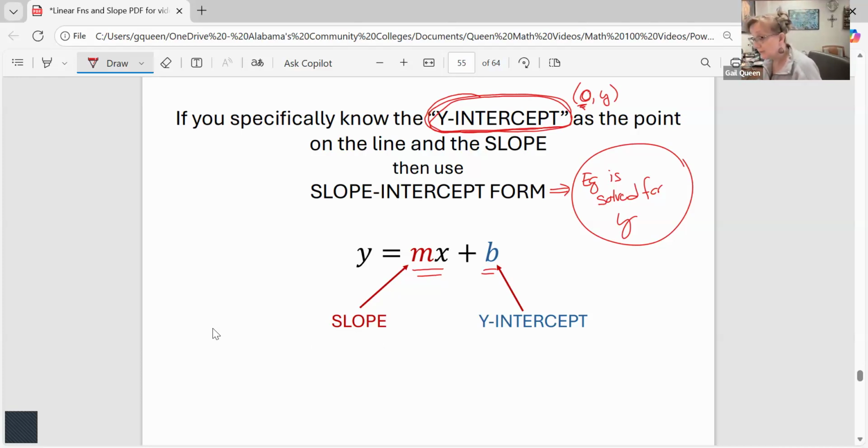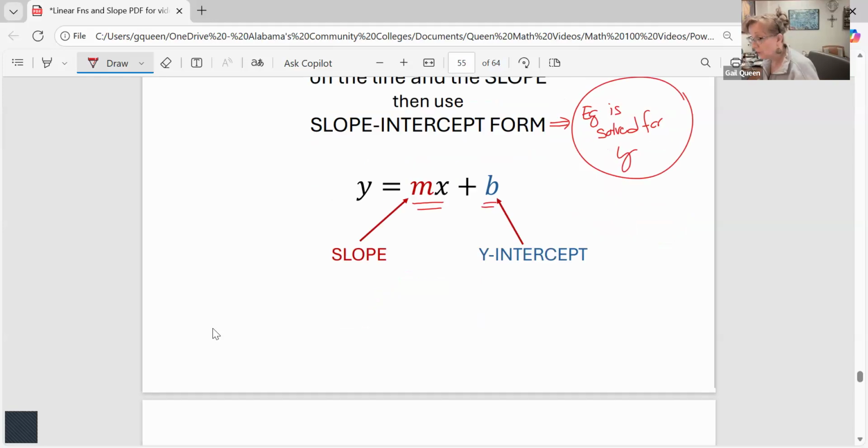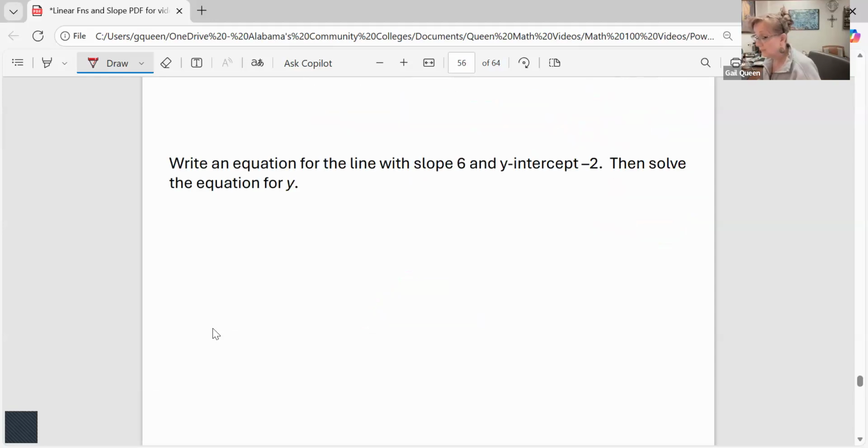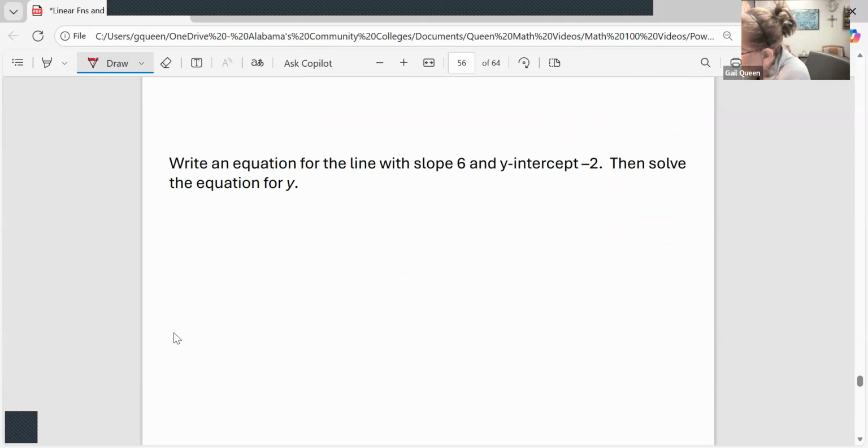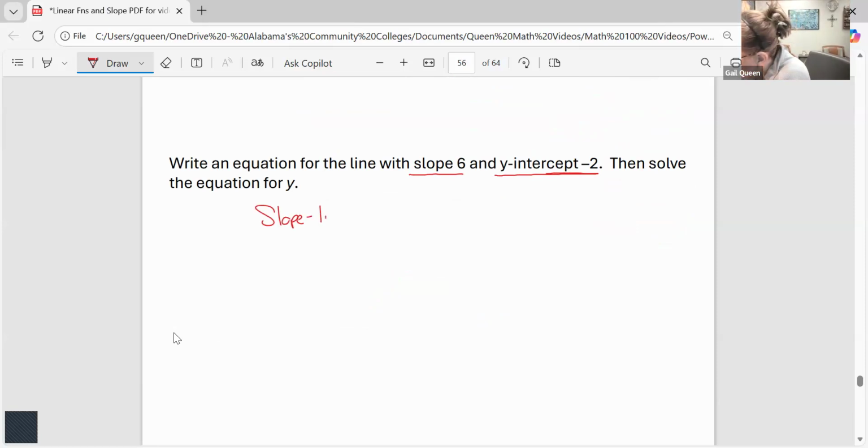Now, if they do give you the y-intercept, then you can write it with this format really easy. This is faster than the other format, but you've got to have exactly the y-intercept. Okay, here's the example. Write an equation for the line with a slope of 6 and a y-intercept of -2. If they give you the slope and the y-intercept, then we are going to use slope-intercept form.